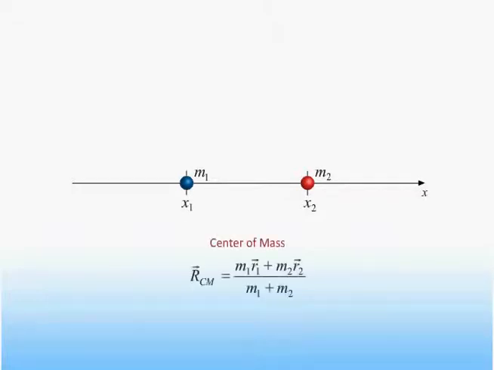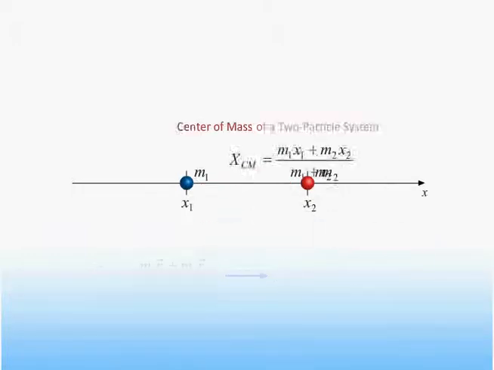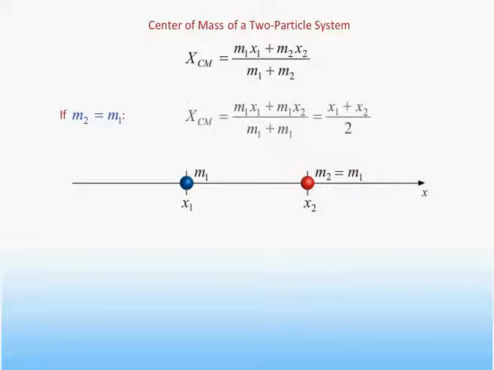We'll start by considering a system of only two point particles, labeled 1 and 2. We will assume that we know the masses of the two particles as well as their locations along the x-axis. Since the particles lie along the x-axis, the calculation of the position of their center of mass is straightforward. If the masses are equal, we see that the center of mass is located at the average value of x1 and x2. This position is halfway between them, which certainly makes sense.